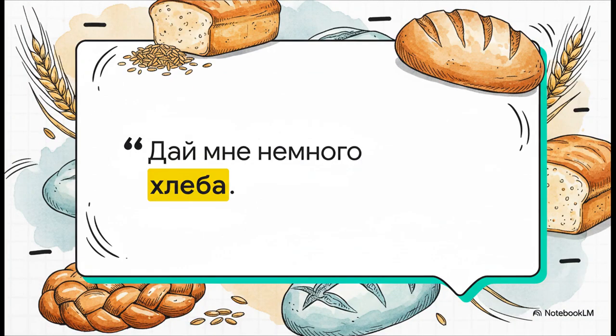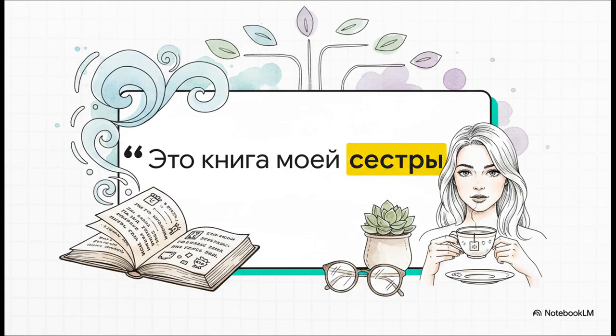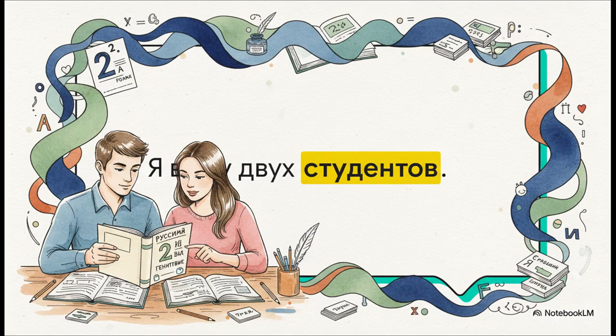Awesome. Next up, let's ask for some of something. How about give me some bread? The word for bread is хлеб, so it becomes хлеба. Ready? Let's say it. Дай мне немного хлеба. Great. Okay, now for possession. Let's say, this is my sister's book. The word for sister, сестра, becomes сестры. Here we go. Это книга моей сестры. Your turn.